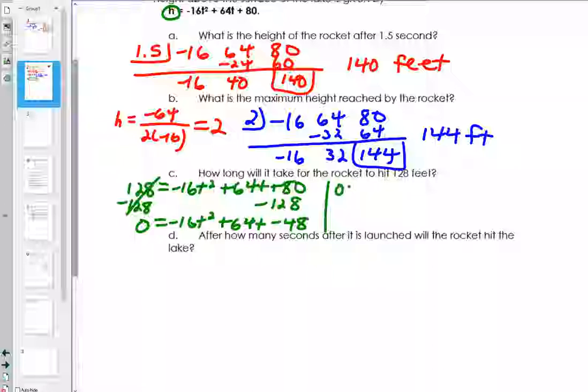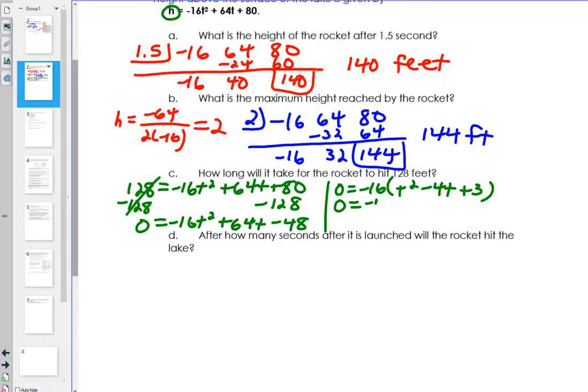I'm going to first factor out a negative 16, like I did with the last one. If I factor out a negative 16, that gives me t squared. Then 64 divided by negative 16 is negative 4t. And then negative 48 divided by negative 16 is positive 3. Can you think of two numbers that multiply to give you 3 and add up to negative 4? 1 and 3. No, well, negative 1 and negative 3. So negative 16, t minus 1.